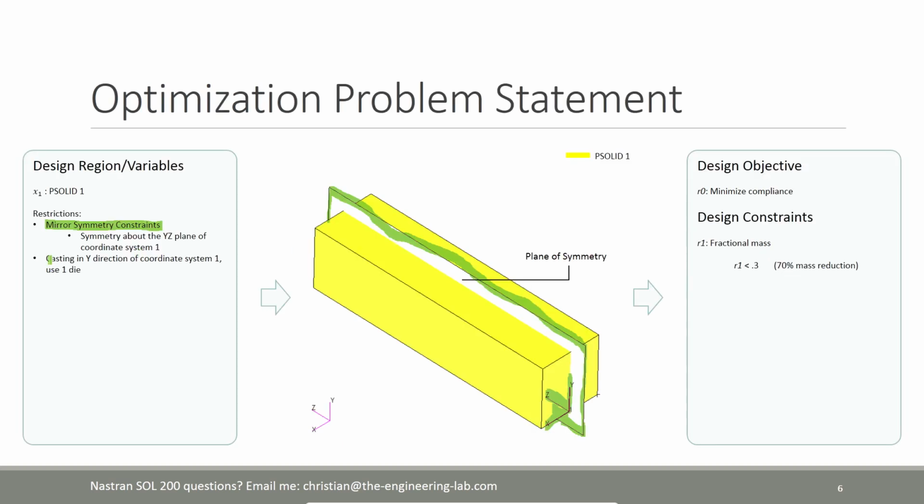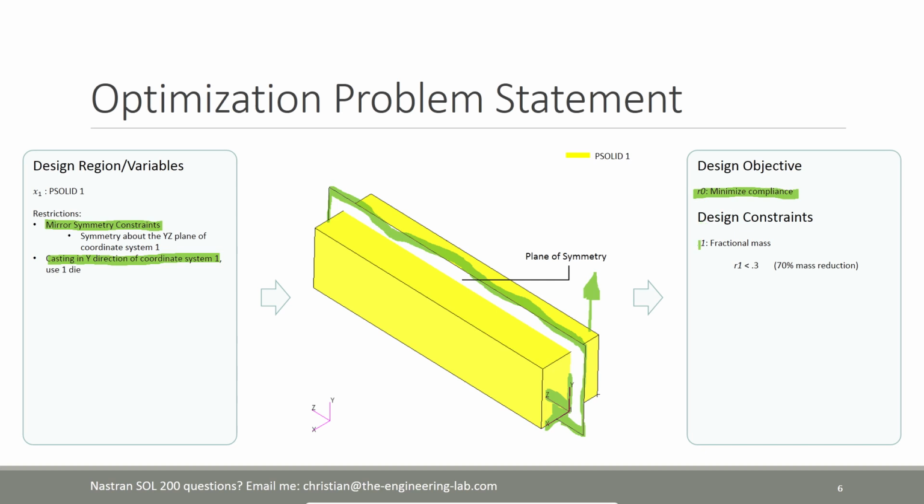So that would be the second restriction we impose on this design region. Basically, we're going to say that the casting direction will be in the Y direction, represented here by this arrow. And now for the objective, we're going to minimize the compliance as much as possible.